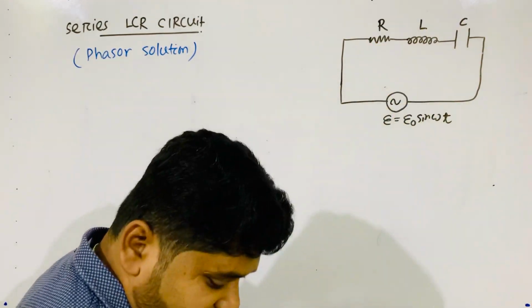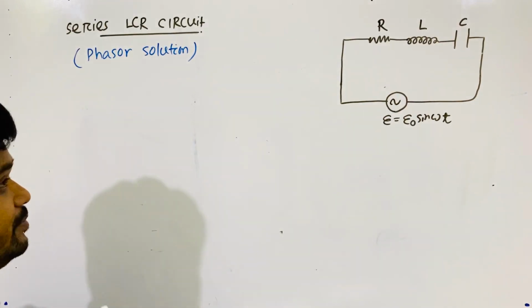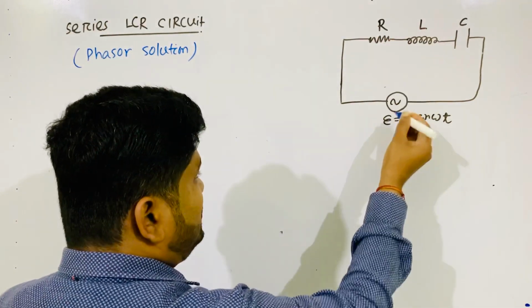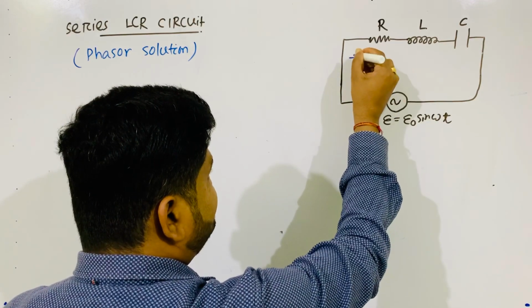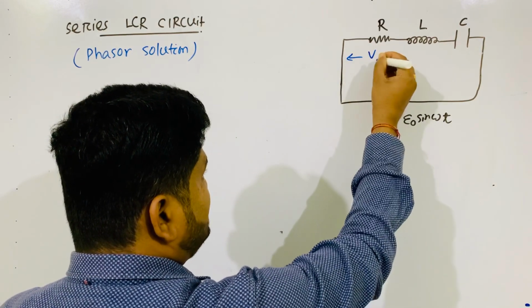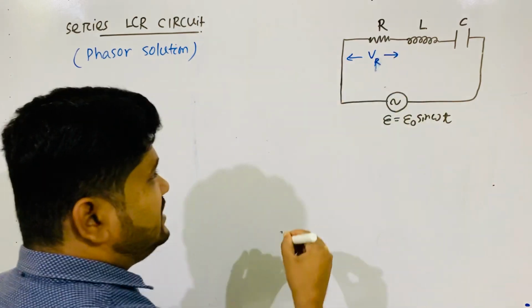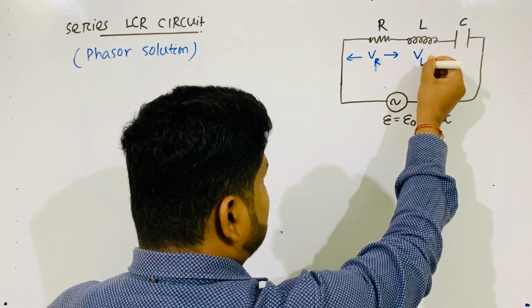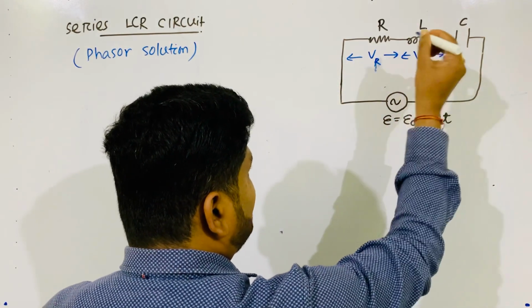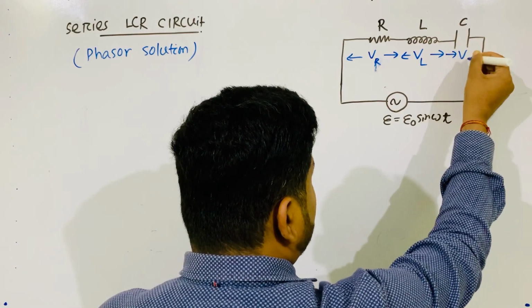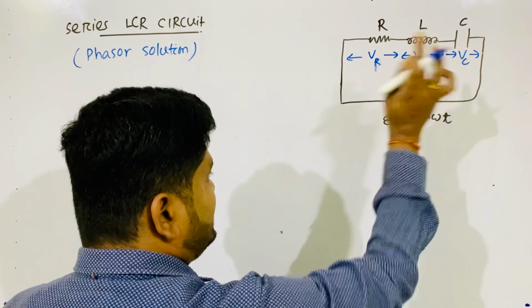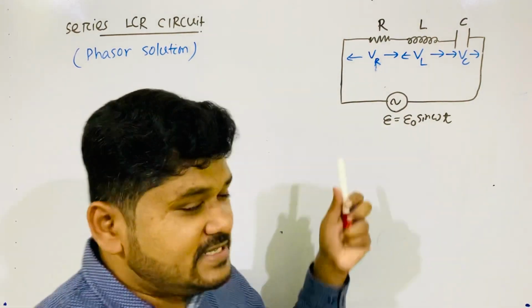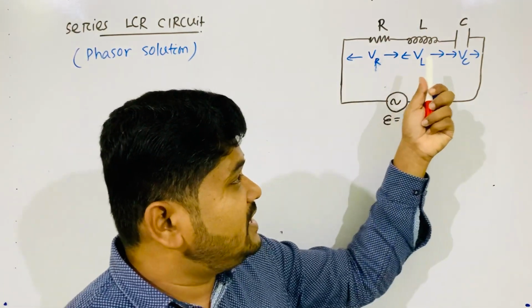Let's take the voltage across this resistor. The voltage across this resistor is VR, voltage across resistor. Voltage across inductor is VL, and voltage across capacitor is VC. Here VR, here VL, here VC. And the net voltage is VR plus VL plus VC.